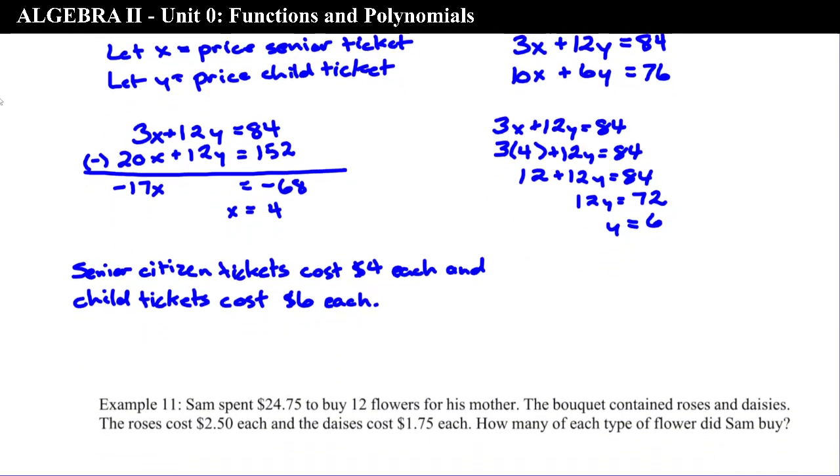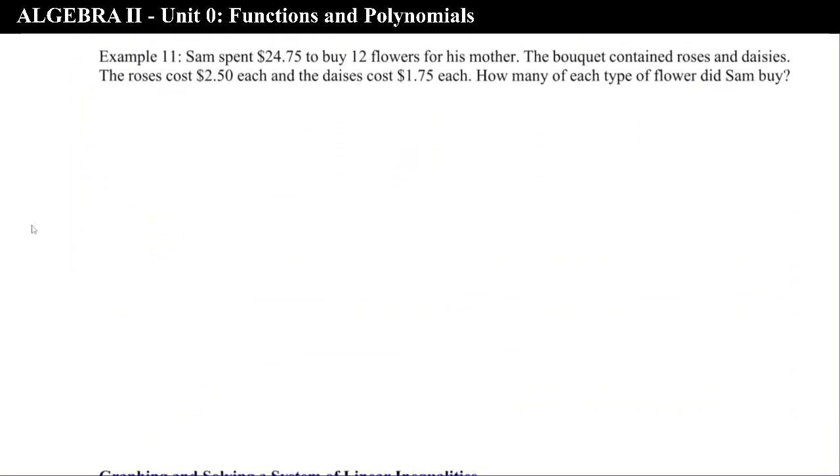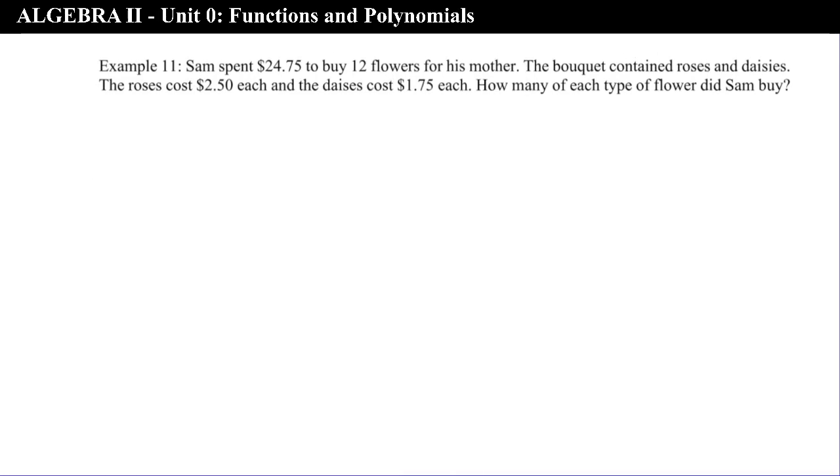Okay, let's take it up just a little bit of a notch with example 11. We're going to be talking a little bit more about money here. Okay? So Sam spent $24.75 to buy 12 flowers for his mother. The bouquet contained roses and daisies. The roses cost $2.50 each, and the daisies cost $1.75 each. How many of each type of flower did Sam buy?